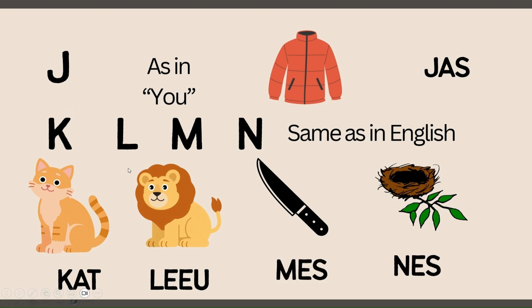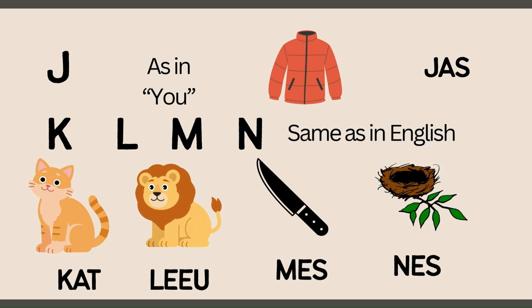The J, we say slightly different. We say it the same as the y in the word you. So we say yeah. And we have an example of a jacket. In Afrikaans, we call it a jas. So let's say it one more time. Ja, jas.